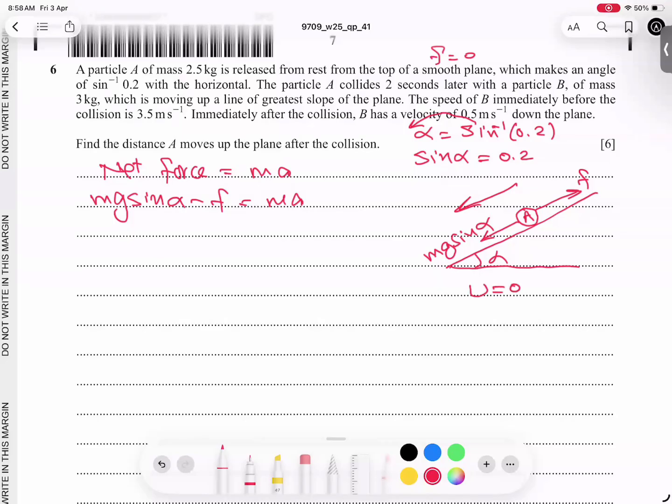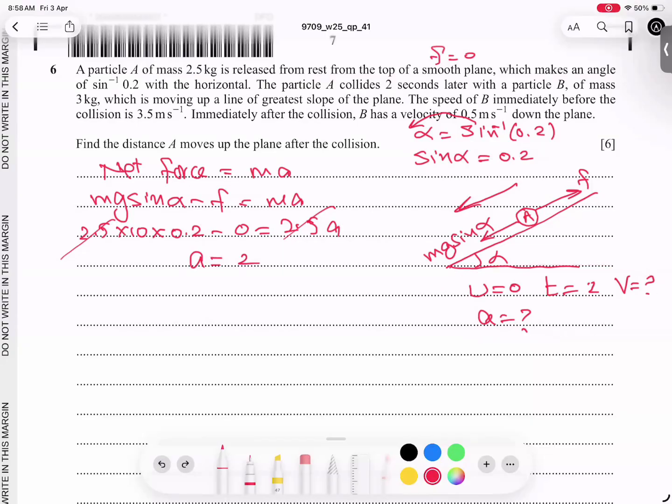We have the time, which is 2 seconds, and we need to find the velocity, and I'm looking for acceleration first. Now, what is the mass? 2.5. Gravity is 10, sin alpha is 0.2, friction is 0, mass again 2.5, so 2.5 cancels. This gives me 2, so acceleration becomes 2 meters per second squared. And the data is enough for us, so I'm going to get the answer.